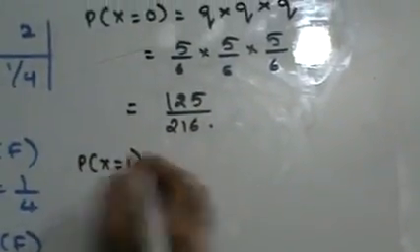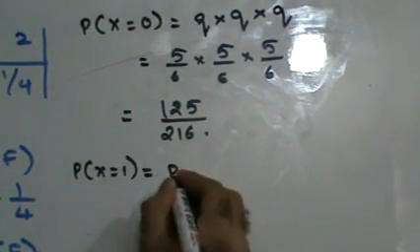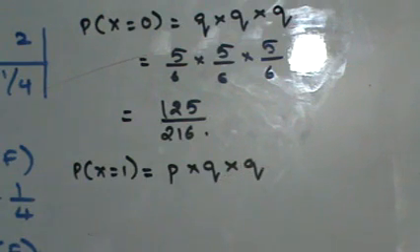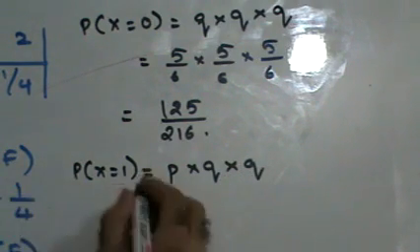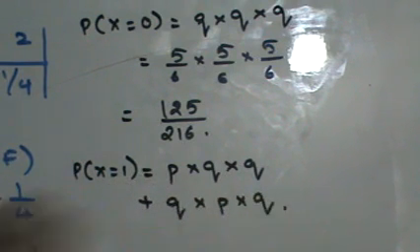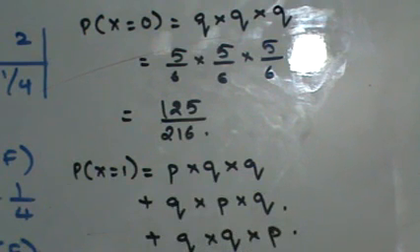Probability of one success. Now this should be nice. One success means the first die shows a success, second shows a failure, third shows a failure. Or one success I want, right? First shows a failure, second shows a success, and the third shows a failure. Or one success I want: first shows a failure, second shows a failure, and the third shows a success. In all the cases I will get one success, right?